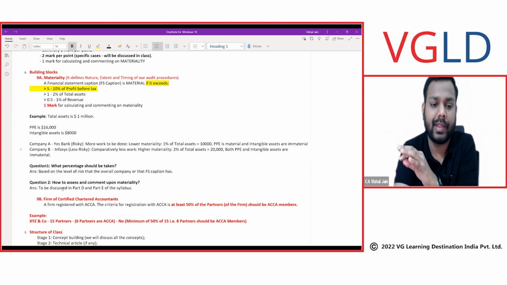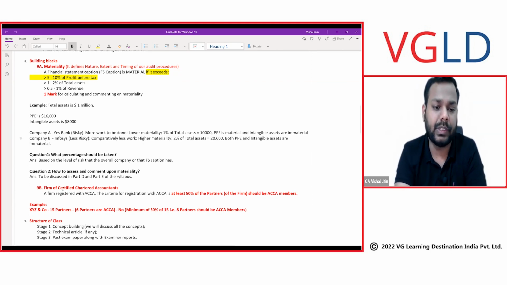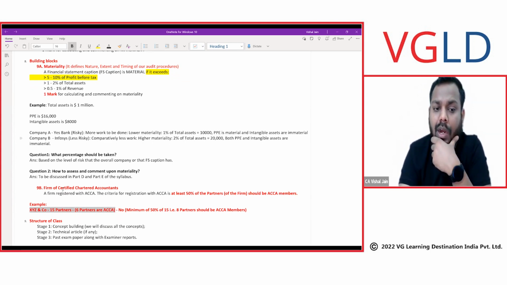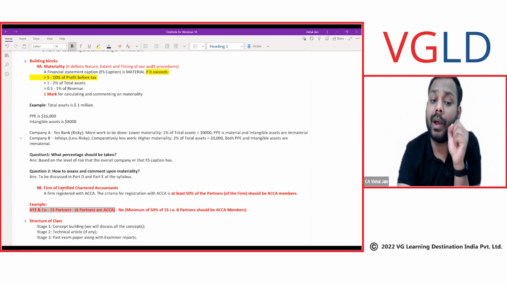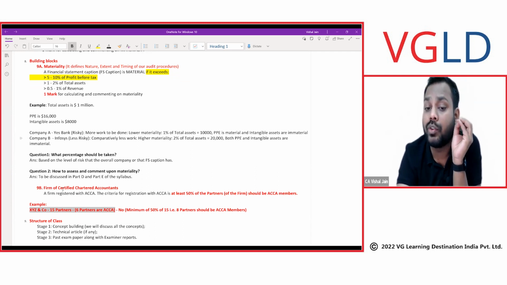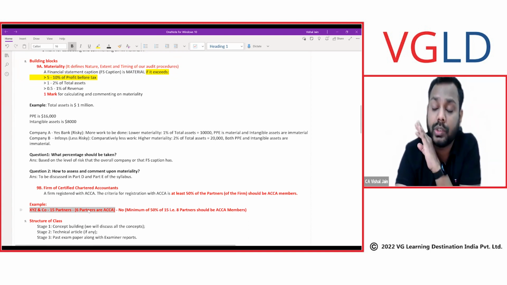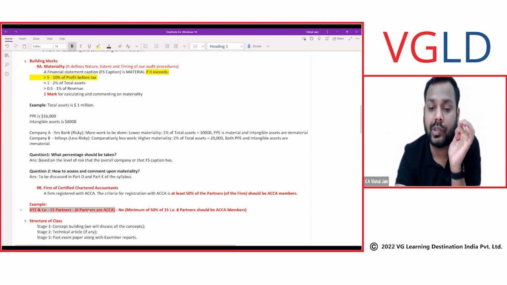Now, giving an example. See, XYZ and company, a firm with sixteen partners, of which six partners are ACCA members. So can we say that this is a firm of certified chartered accountants? No, because at a bare minimum 50% means a bare minimum eight partners should be ACCA members. And how many partners are ACCA members? Only six. So this is not a firm of certified chartered accountants. Is it clear, everyone?